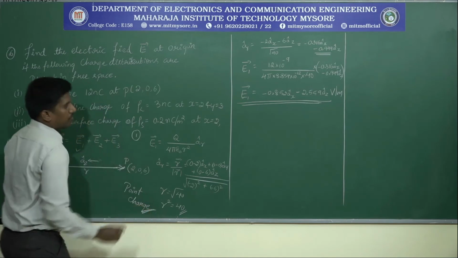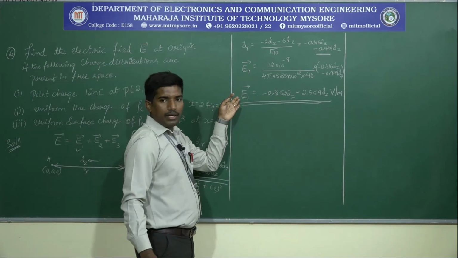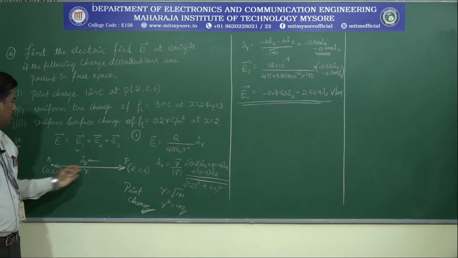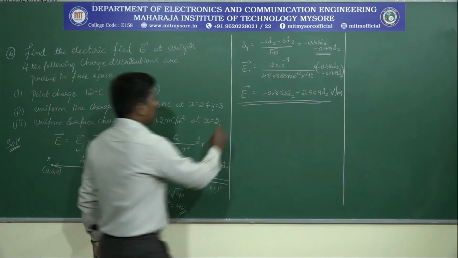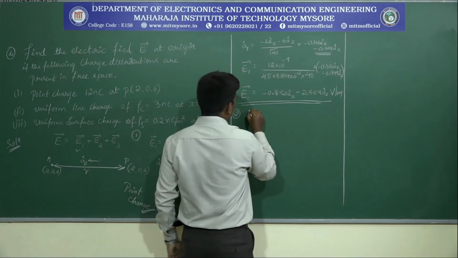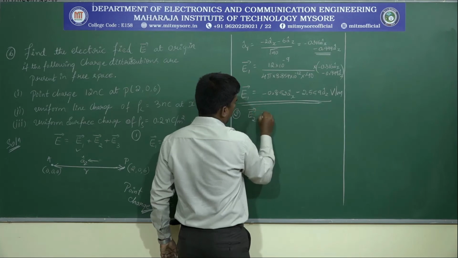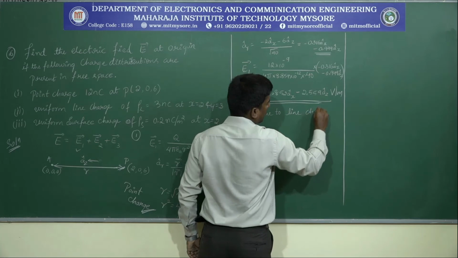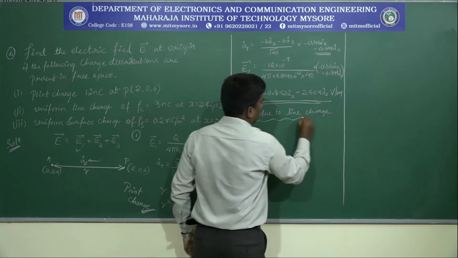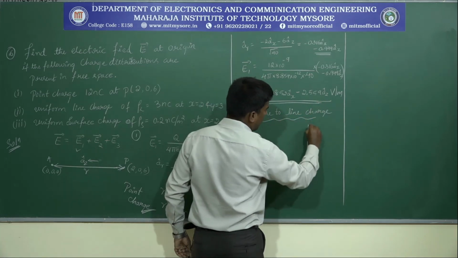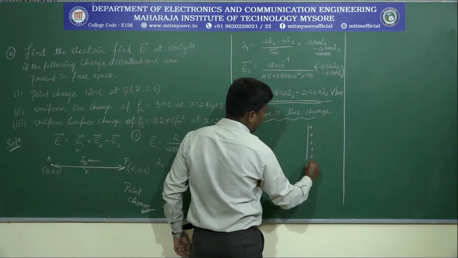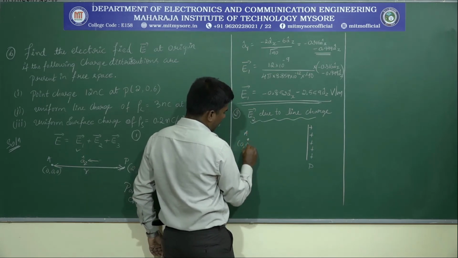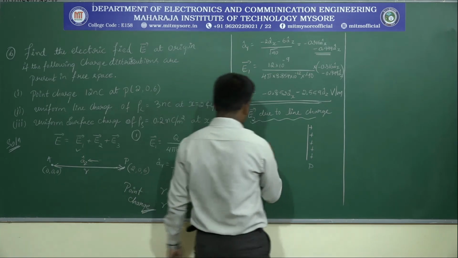Point charge. We have found out the electric field intensity at origin due to point P for a point charge. Okay. Now the second case is E2 due to line charge. So we need to have a line charge at point P. We need to calculate the electric field intensity at origin 0, 0, 0.